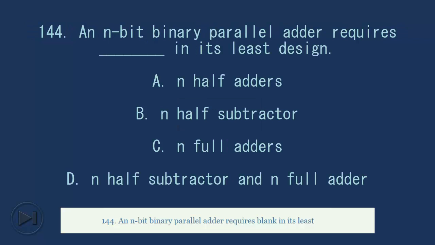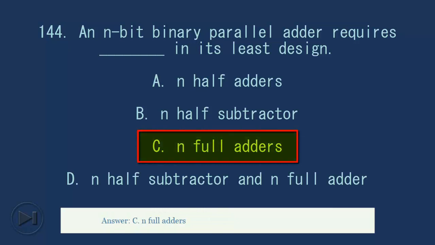144. An n-bit binary parallel adder requires blank in its least design. A. N half adders, B. N half subtractors, C. N full adders, D. N half subtractors and N full adders. Answer: C. N full adders.